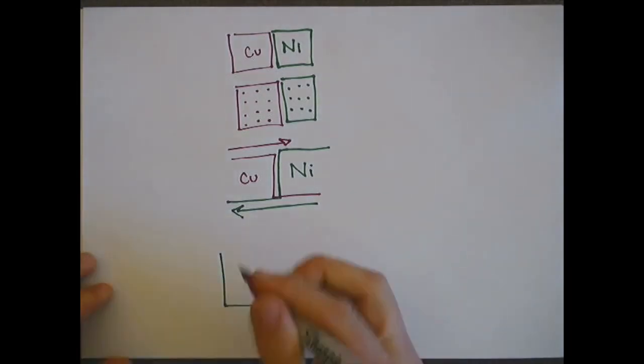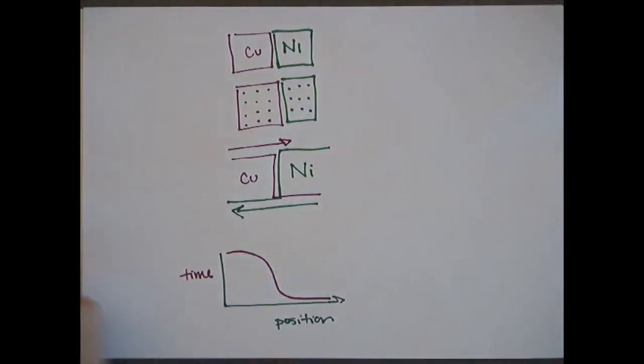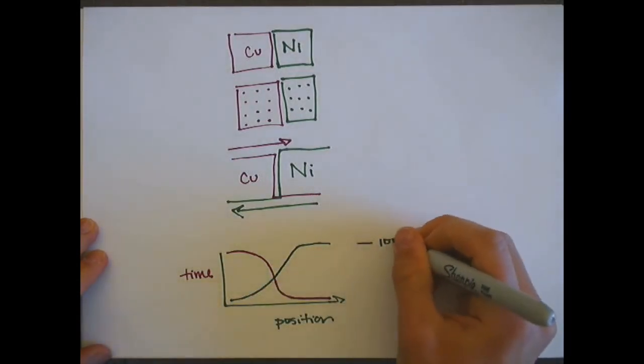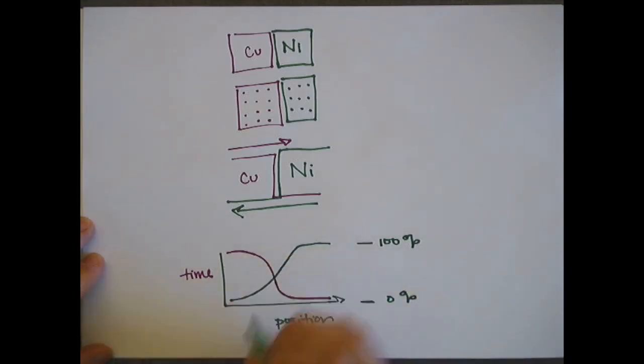Now here I will show, as the position changes, the concentration of copper into nickel looks like that, and the concentration of nickel into copper looks like this. So we have our 100% here and 0% here. I've written time, but that's really concentration.